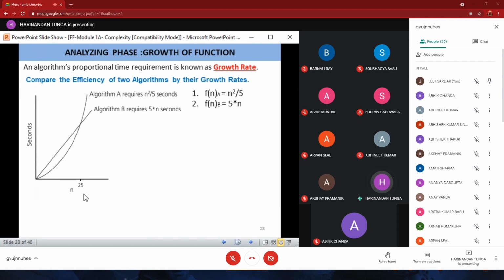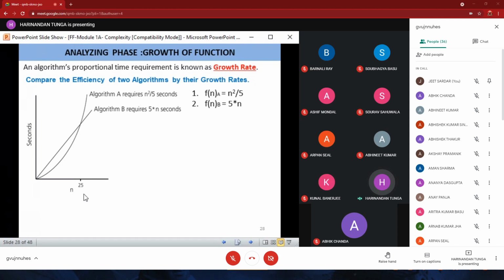The growth rate of the two algorithms means the total execution time, denoted by f_A with suffix A, and f_B with suffix B. This is the total time requirement for the two algorithms. For the first algorithm, A, how to calculate the execution time? Last class I discussed. f_A(n) is equal to n square by 5. For algorithm B, the total execution time is 5 into n.